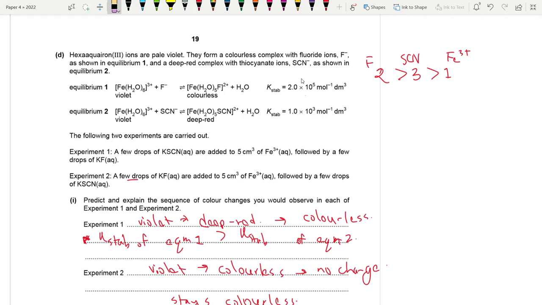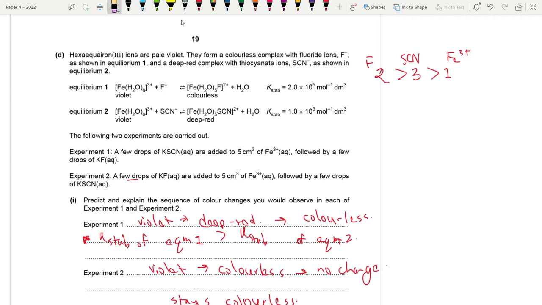So hexaaqua ions are pale violet. They form a colorless complex with fluoride. It has a K step of 2 × 10^5. On the other hand, the violet complex also forms a deep red complex with thiocyanate ions. As you can see, both the fluoride complex and the thiocyanate complex replace or exchange the water molecules in the violet complex.